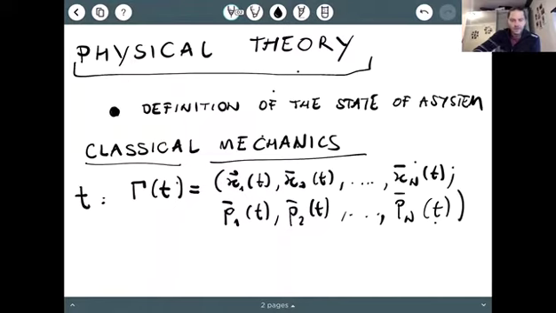Okay, so this is the collection of positions in the system and momenta in the system that compose the state.